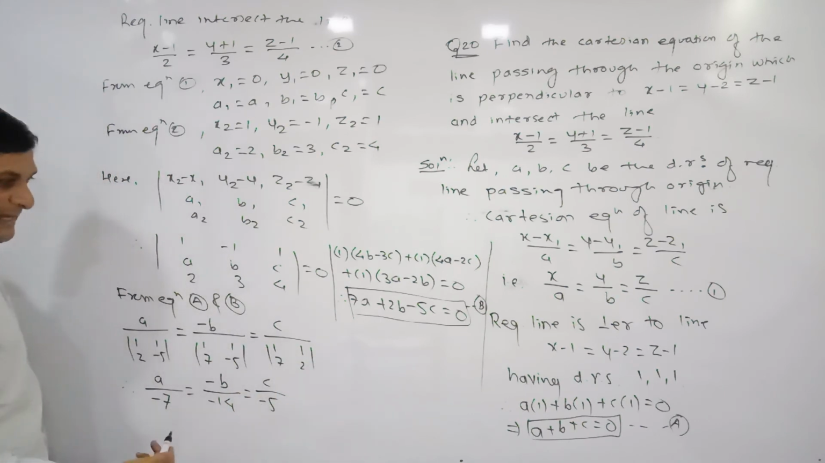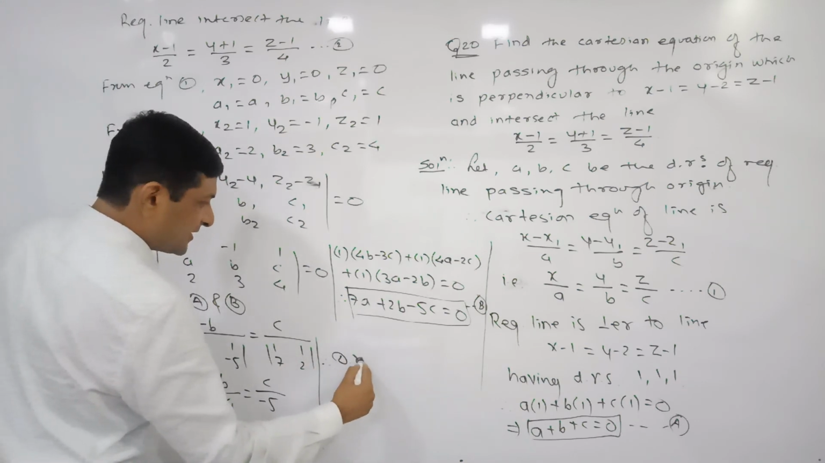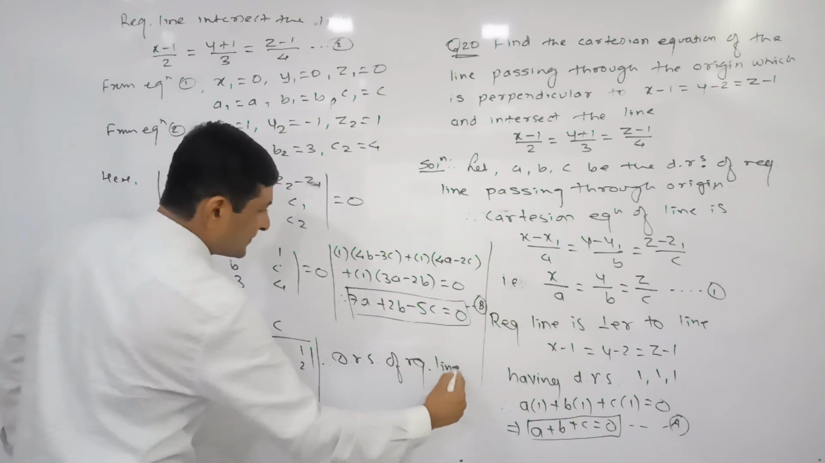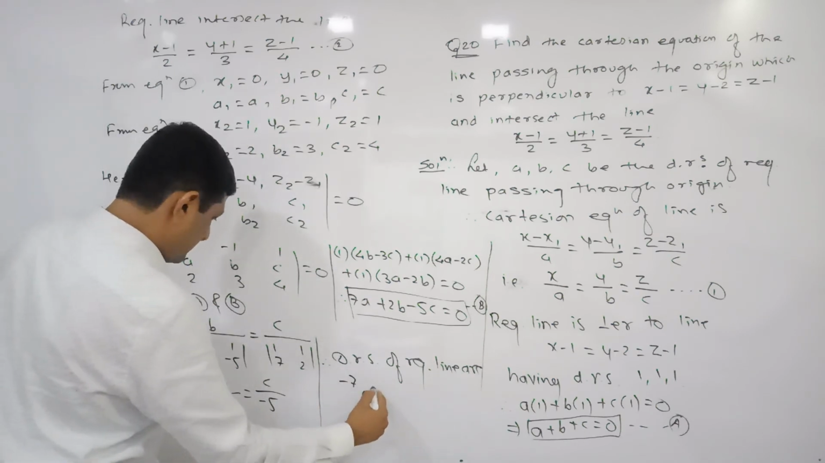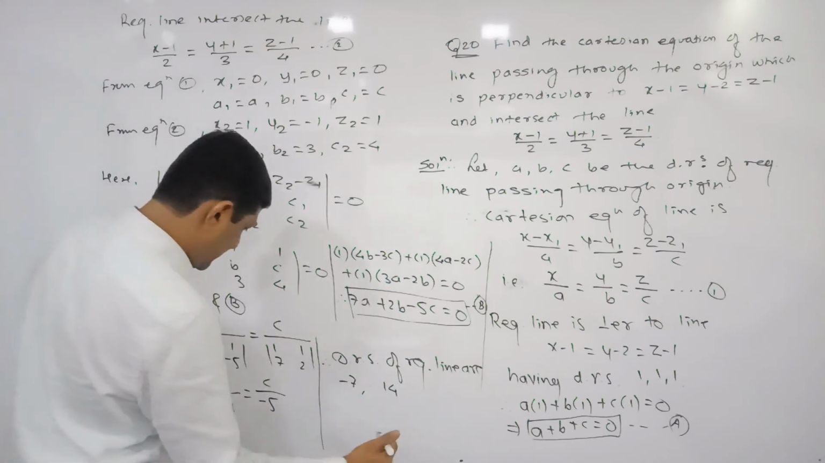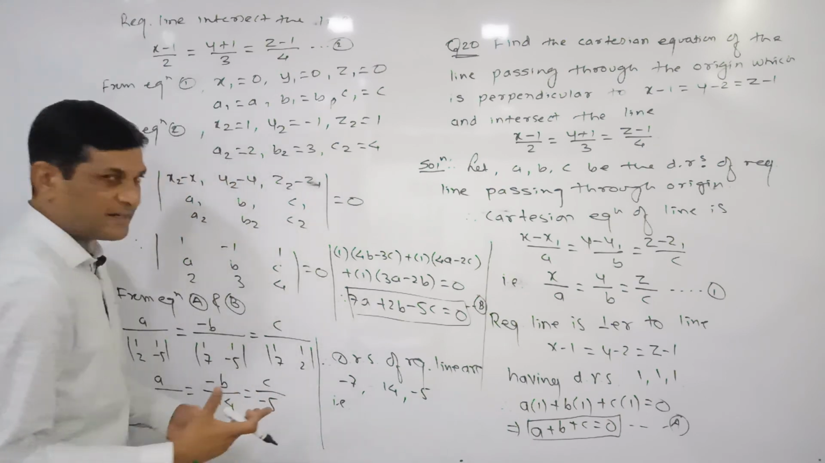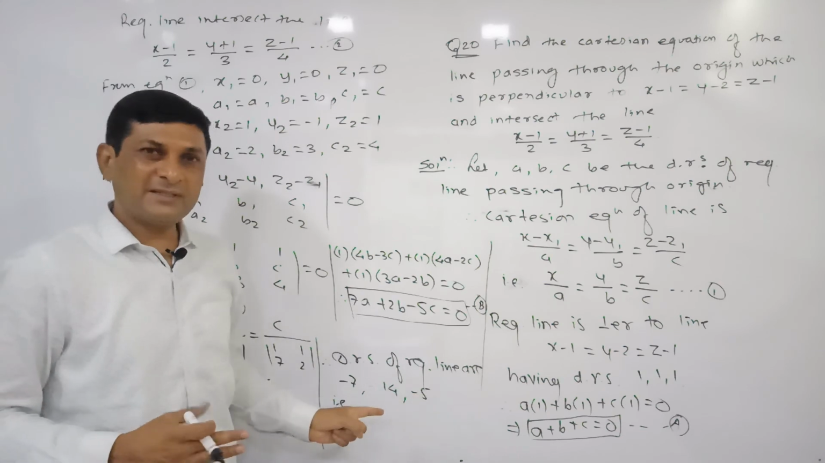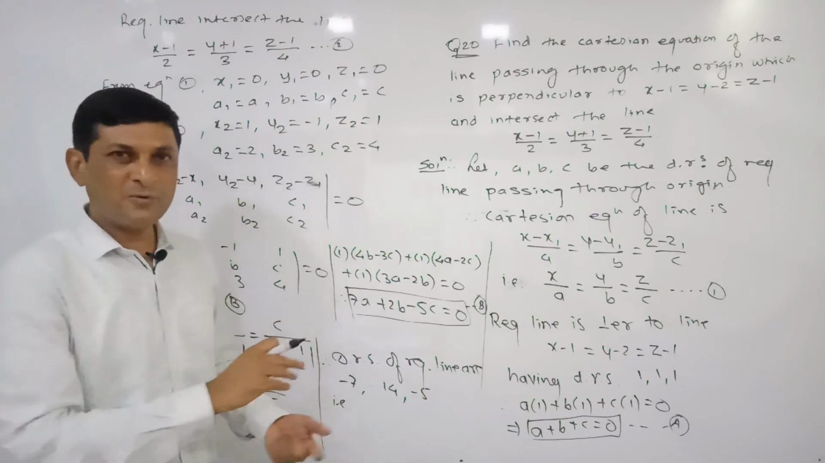So that's why we can say that the direction ratios of the required line are: minus 7, minus 14, where minus and minus become plus 14, and minus 5. If you want, you can simplify it. You can consider this as the direction ratio, or since these are ratios, you can multiply them by any number and write them in simplified form.